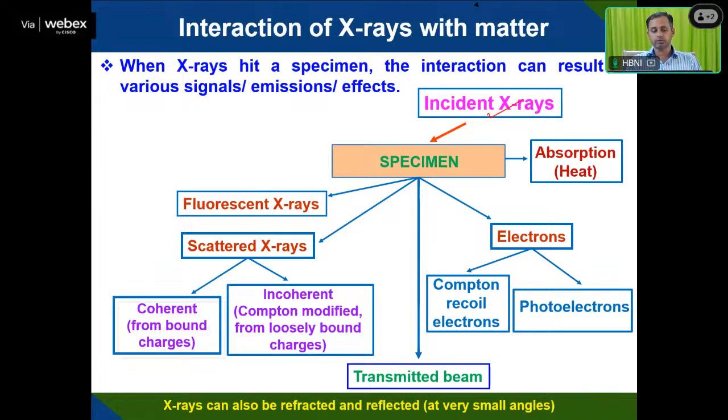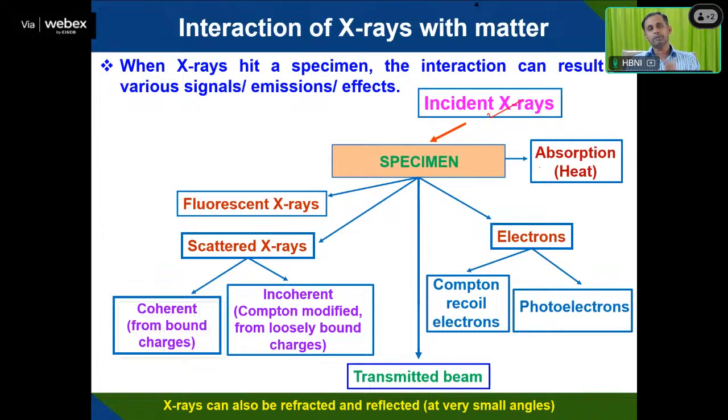So first of all, if an X-ray is falling on a specimen, because of that X-ray you can see your material is getting heated up. That X-ray energy can be absorbed by the material, and you will see some heat or some IR radiation. That is one possibility.